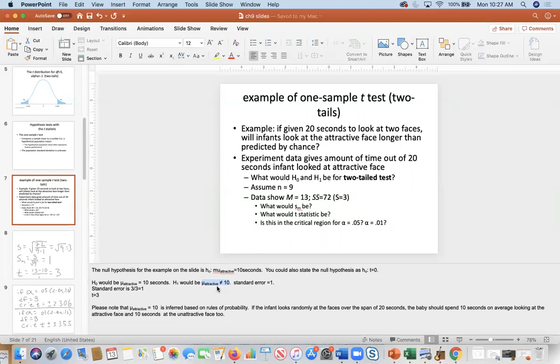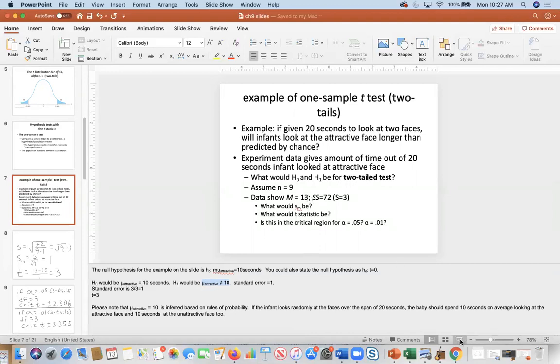One tail is the baby spends more than 10 seconds looking at the attractive face, which would be way over here. Or the other possibility is that the baby spends less than 10 seconds looking at the attractive face, which would be over here. So we have our null hypothesis, where the amount of time looking at the attractive face is 10 seconds, and our research hypothesis, which is the amount of time looking at the attractive face does not equal 10, which implies a two-tailed test.